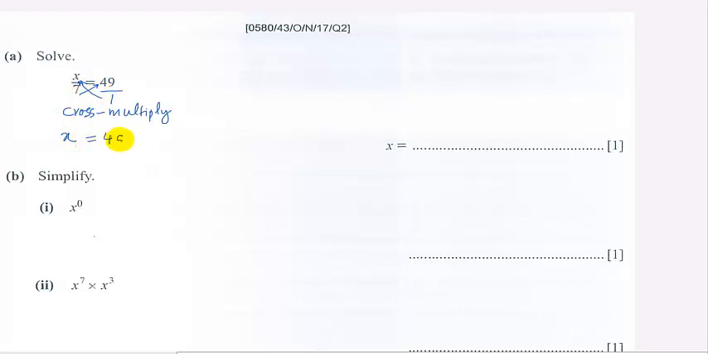49 times 7. Now by using calculator, it is 343. So the answer is 343.